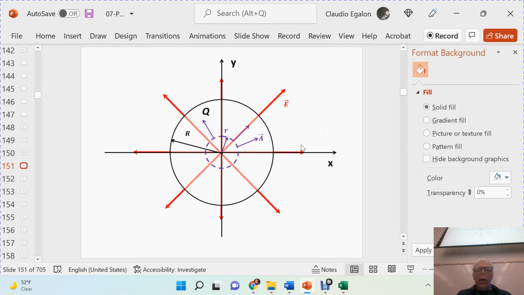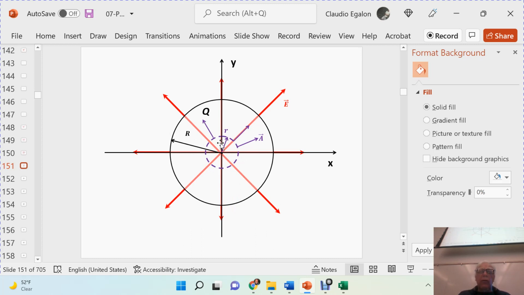Now we have the sphere, radius big R, and the whole sphere has a charge big Q. But then we want to find out the electric field within this void, in this volume inside the sphere, small r less than big R. So how do we do that?